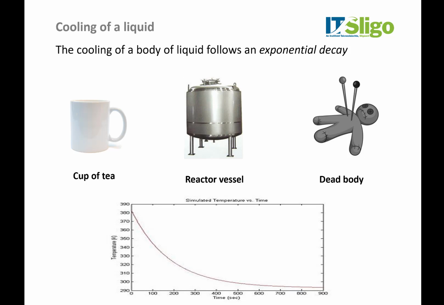This is an example of a typical decay curve for a cooling body of liquid. Temperature is in Kelvin this time, so that's why the numbers look a little bit big. But again, it's got that typical exponential decay shape. And what drives this is K. K is the rate of decay per unit time.